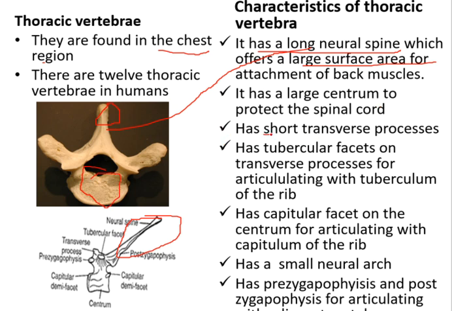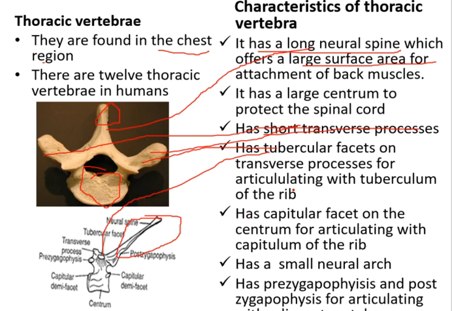Short transverse processes. We have the short transverse process here, and here, which provides surface for muscle attachment. And one thing you need to know about the transverse process of thoracic vertebrae, they have what you call facets, called tubercular facets. And the tubercular facets, for example, it is here, and on this diagram we have it here, the tubercular facets, and it is for articulation with the tuberculum of the rib.